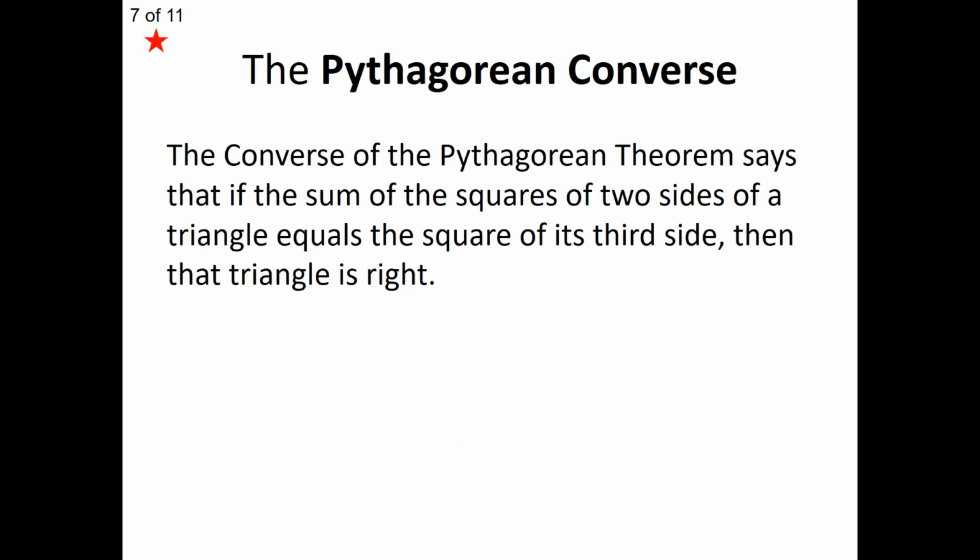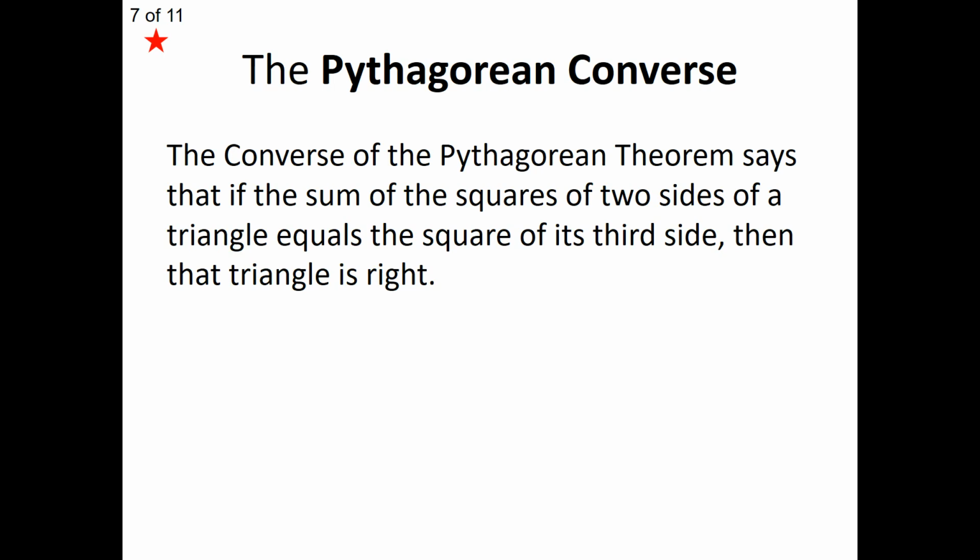Now, as it turns out, the Pythagorean theorem has a true converse. We like to call this simply the Pythagorean converse. Let's see what this states. The converse of the Pythagorean theorem says that if the sum of the squares of two sides of a triangle equals the square of its third, then that triangle is right.